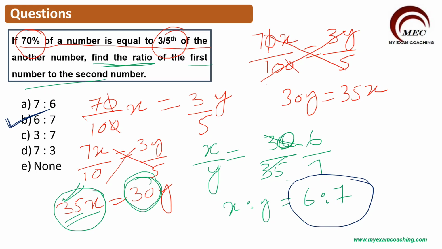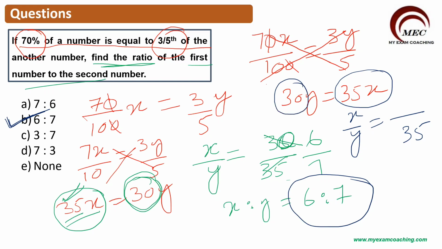So from here, we will put it in the ratio. What is the ratio? x by y. So x is the top here. So the number with x, 35, will come to the bottom. And y is below here. So along with the y, we have 30 that will come to the top. So 30, again simplify. It will become 6 by 7. So the ratio is 6 is to 7.